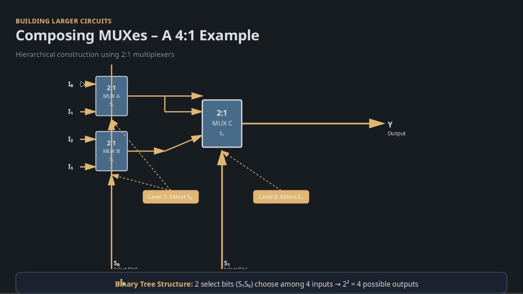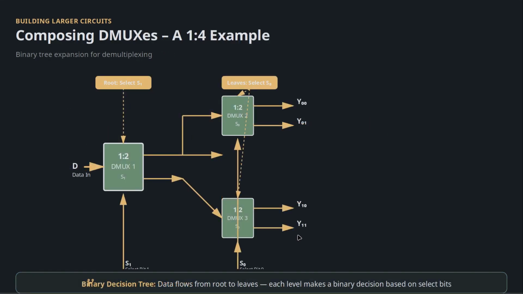So 0, 0 would give you I0 being passed out. I'll put here 1. And then you can go through all of the other cases as well. And then obviously now you should know for 4 inputs, a single bit is no longer sufficient. We needed another bit, right? So hopefully that's clear. So 2 to the n again. Okay, and so composing the demultiplexers is the same thing again.